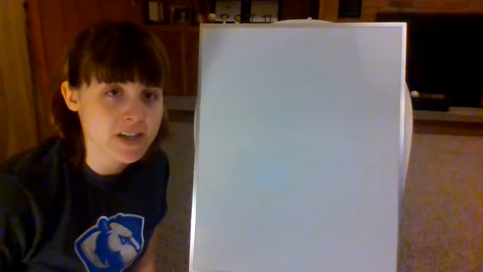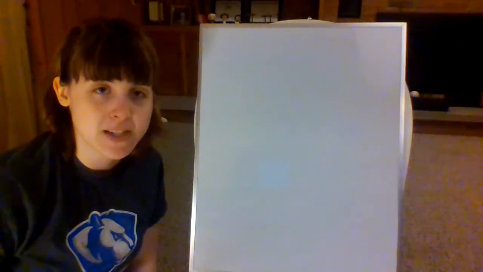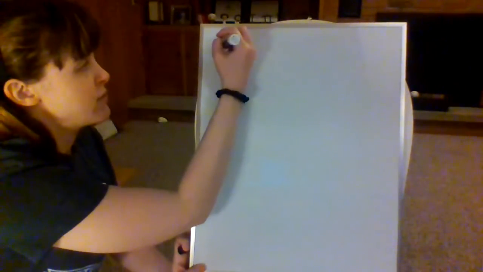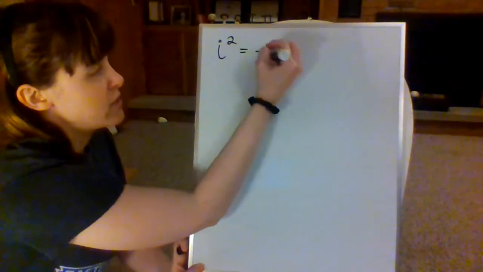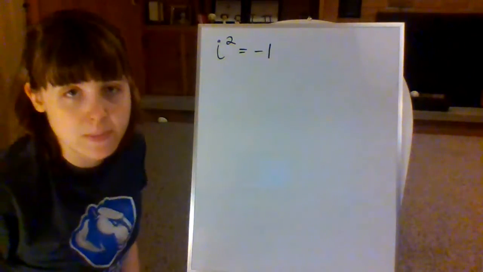So to multiply complex numbers, we have to remember our FOIL method. So we're going to be using the FOIL method, and the biggest new idea is that we're going to have to replace i squared with negative 1. So I'm going to write that up here. We're going to have to replace i squared with negative 1.